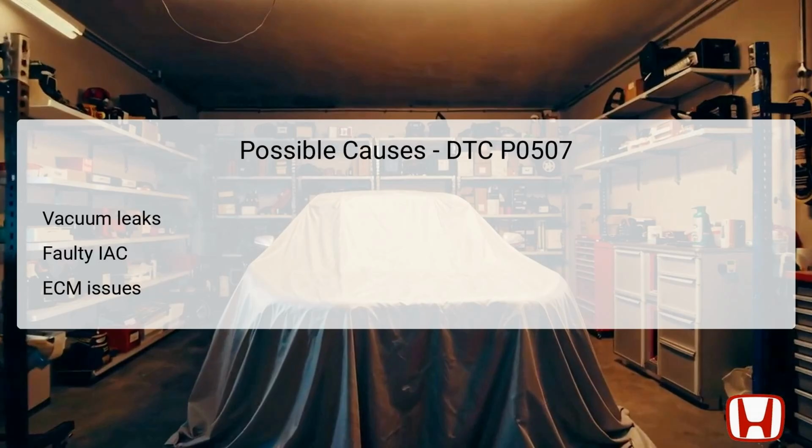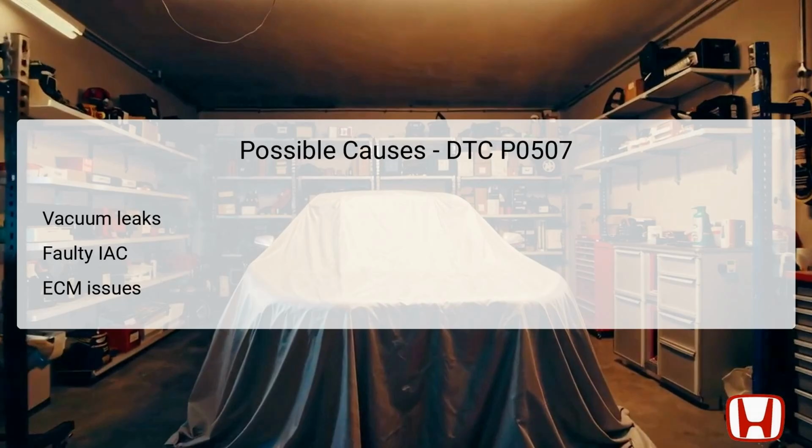Several factors can lead to the activation of DTC P0507. One of the most common issues is vacuum leaks, which can occur in various components such as the PCV valve, hoses, or the intake manifold itself. These leaks allow unregulated air into the system, causing an increase in RPM.